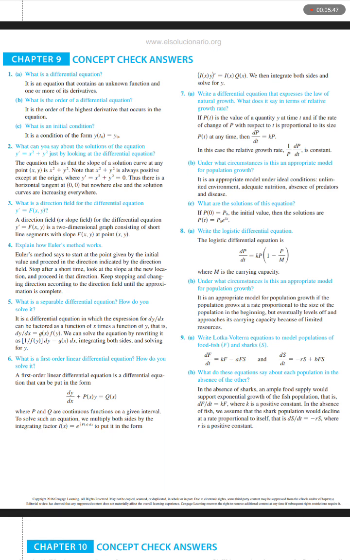Part B. Under what circumstances is this an appropriate model for population growth? It's an appropriate model under ideal conditions: unlimited environment, adequate nutrition, absence of predators and disease. Part C. What are the solutions of this equation? If P(0) = P₀, the initial value, then the solutions are P(t) = P₀e^(kt).